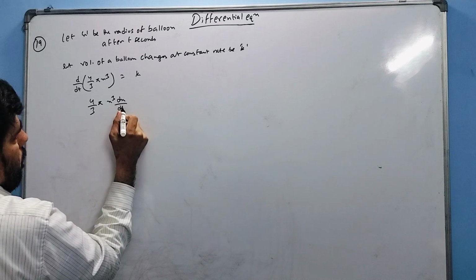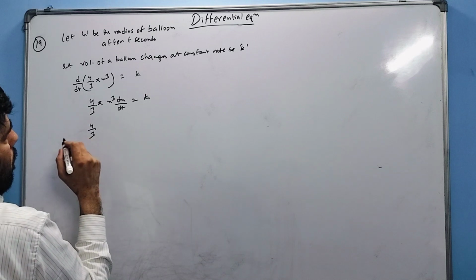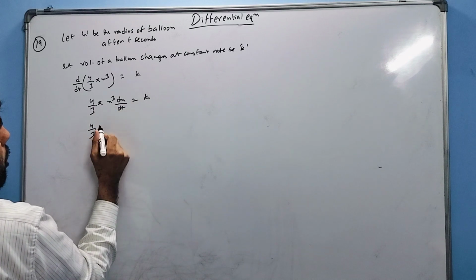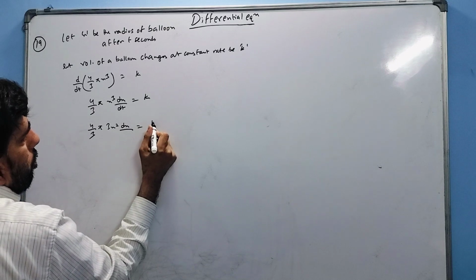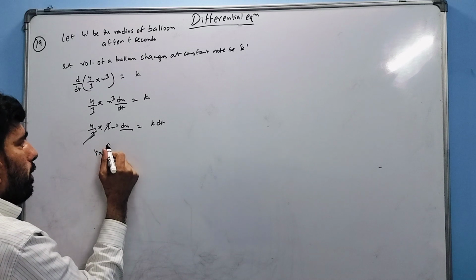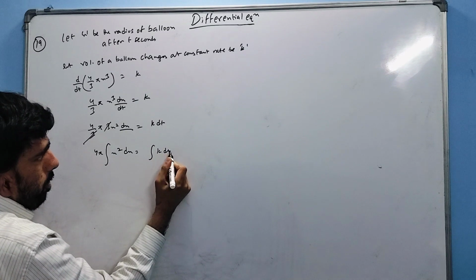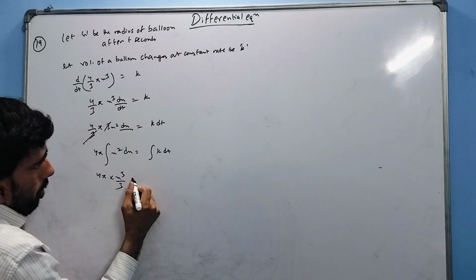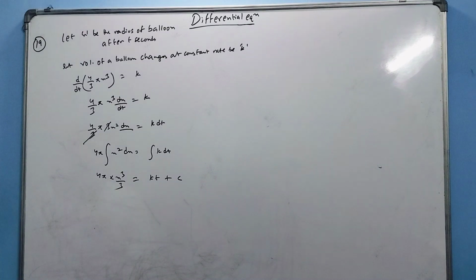So now what we got here, if I differentiate this, d/dt of 4 by 3 pi x cube, so I got 4 pi x square dx is equal to k dt. Now we can easily integrate: 4 pi x square dx is equal to k dt. So I got 4 pi into x cube by 3 is equal to kt plus c. Okay, so now I got this equation.